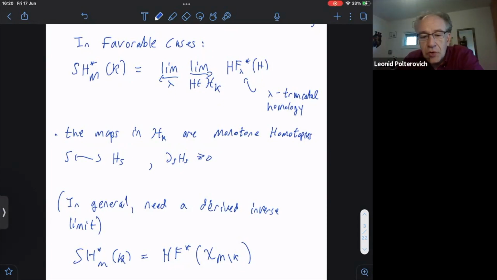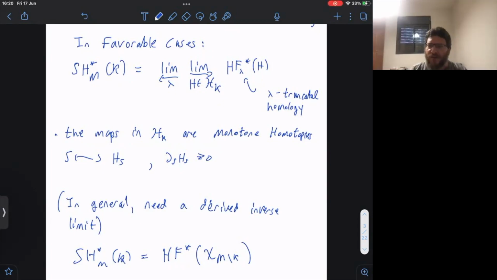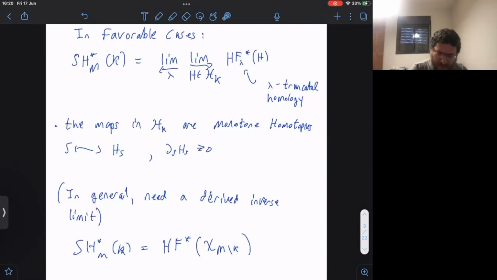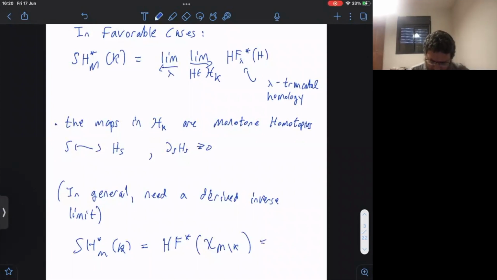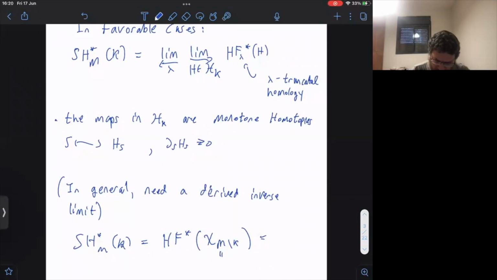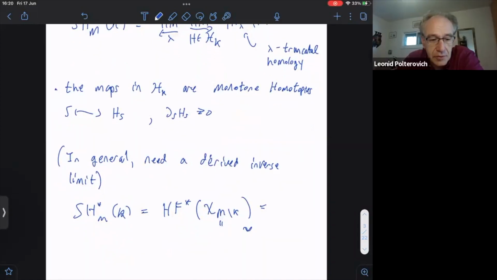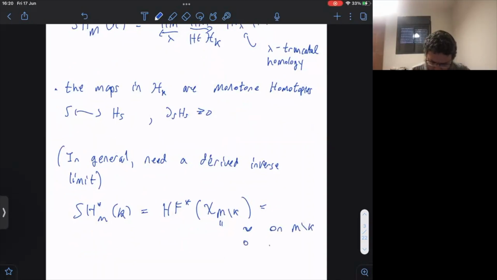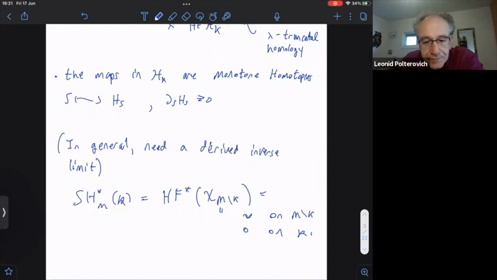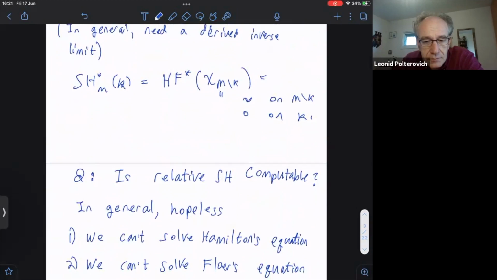So the characteristic function of M minus K is equal to 1 on the complement of K? It means infinity. Like, there's the indicator, at least the convention that I like, meaning that this function is infinity on M minus K and 0 on K. Okay, so that's the basic setup.